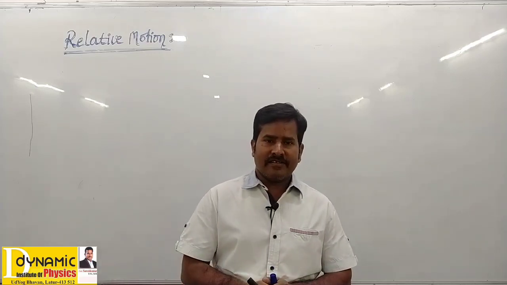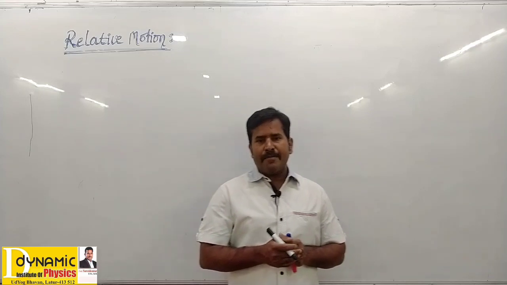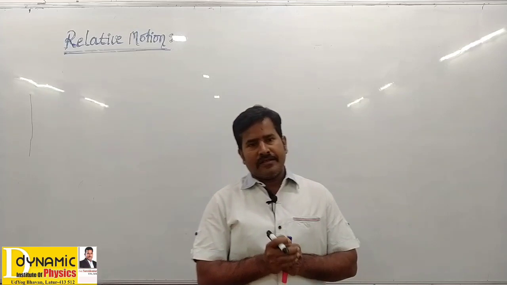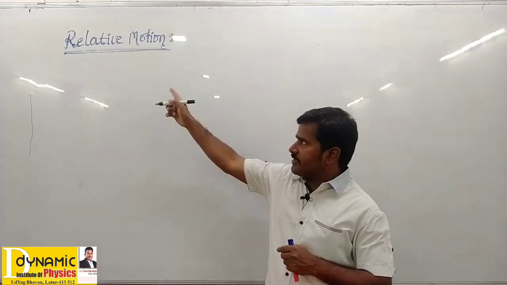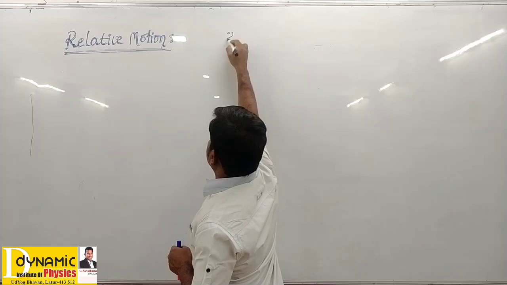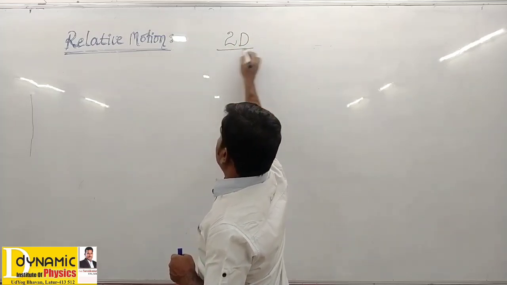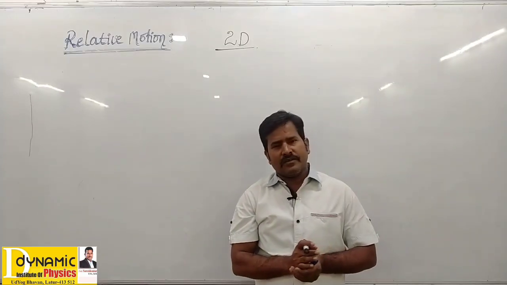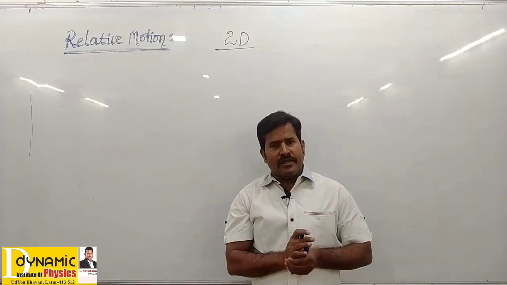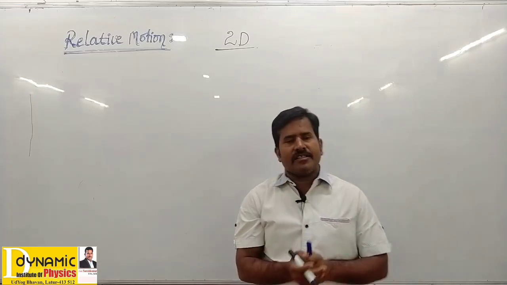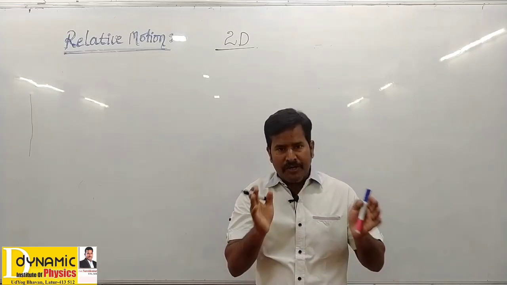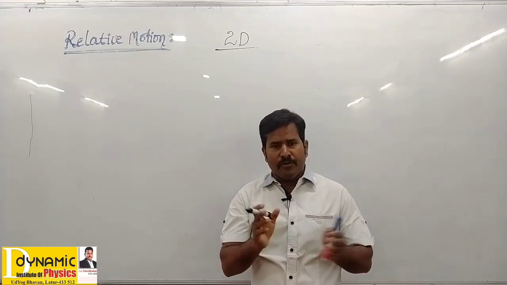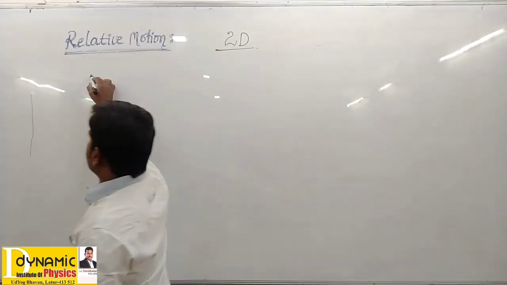In the last class, we completed one-dimensional relative motion. In this class, we continue the same concept in two dimensions. Relative motion is a comparison. Relative motion is a vector subtraction. Relative motion is a difference. Relative motion is a vector comparison.